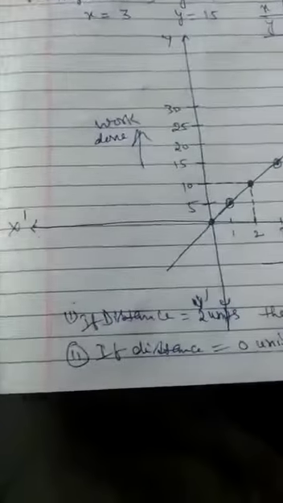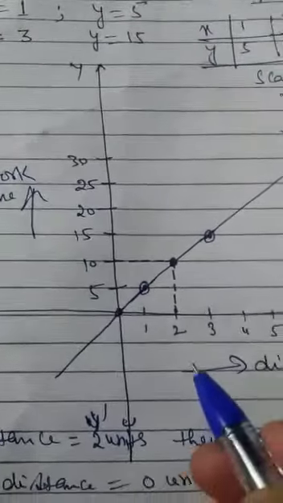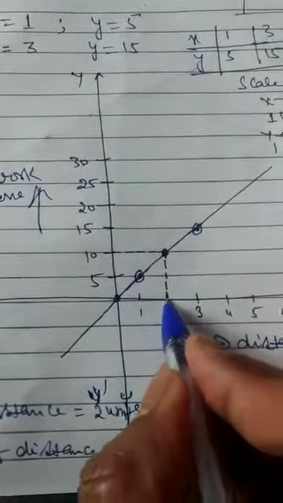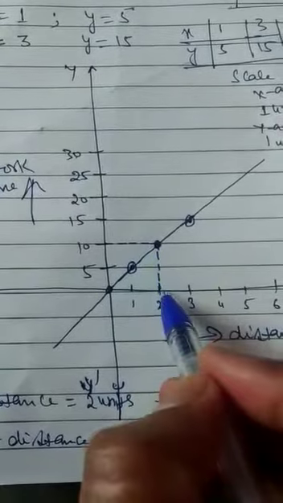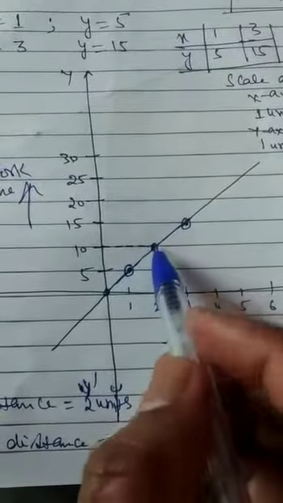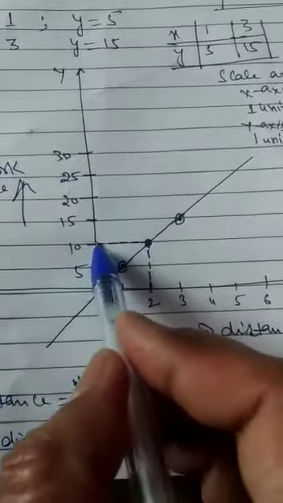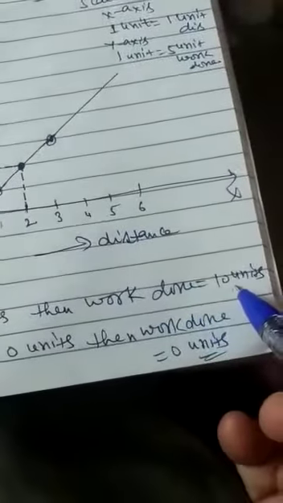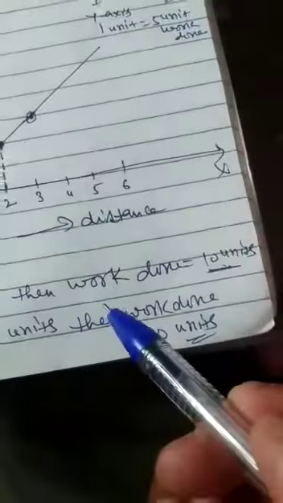And now questions based on this. If the distance is 2 units, what will we do? Just see it very carefully. Corresponding to 2, we'll draw a perpendicular from this 2 on this graph, so it will be a straight line. Then from this point we'll join this, and the point where this line meets will be the value of work done, that is 10 units. You can see from the graph. Again at 0, both are 0, so if distance is 0, work done will be 0. So this is how we get it from the graph.